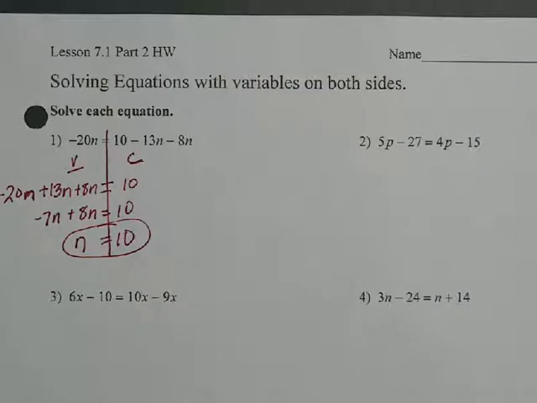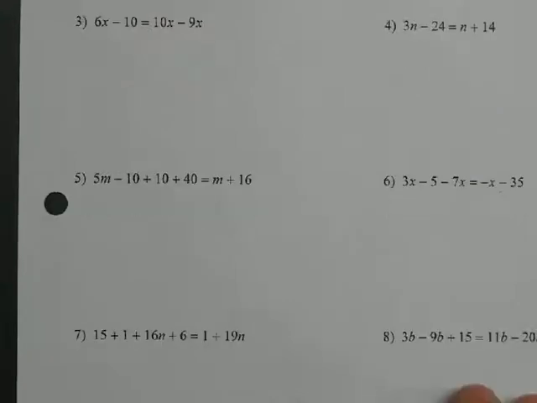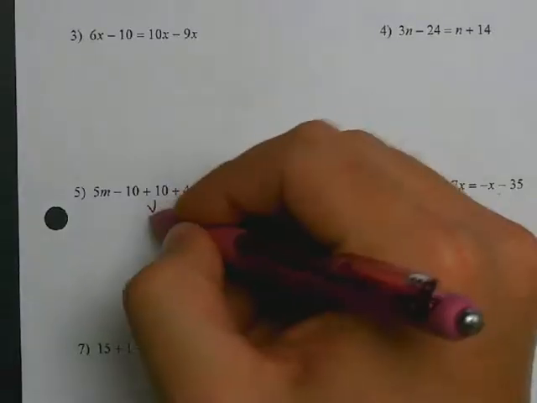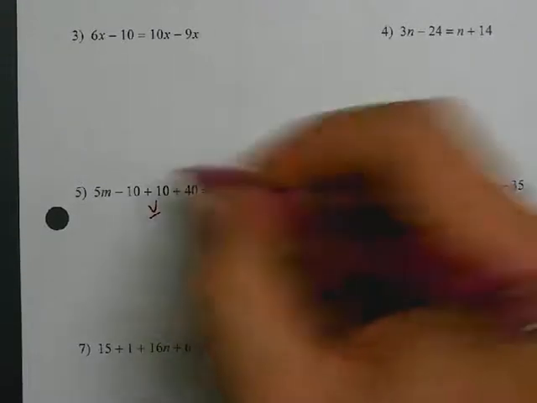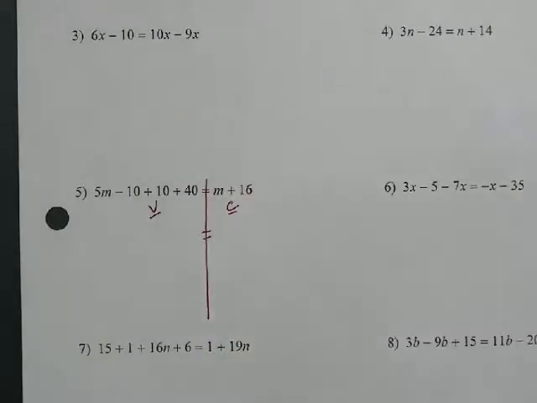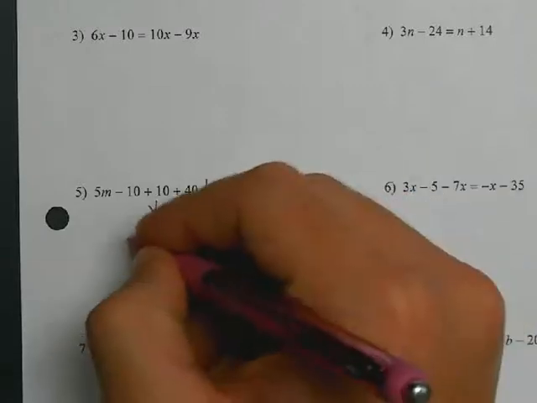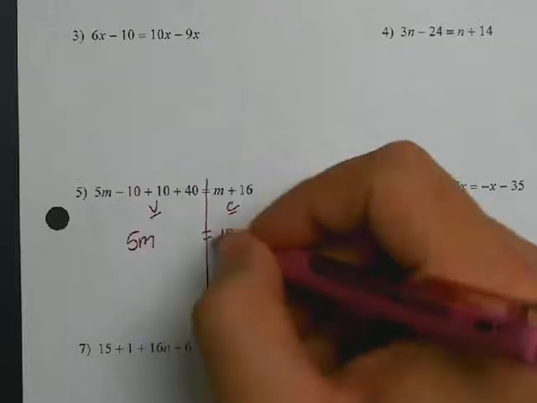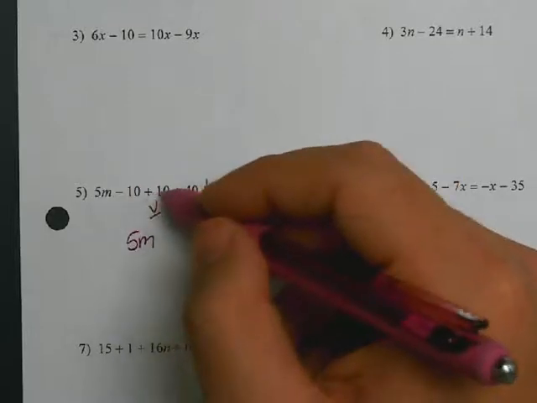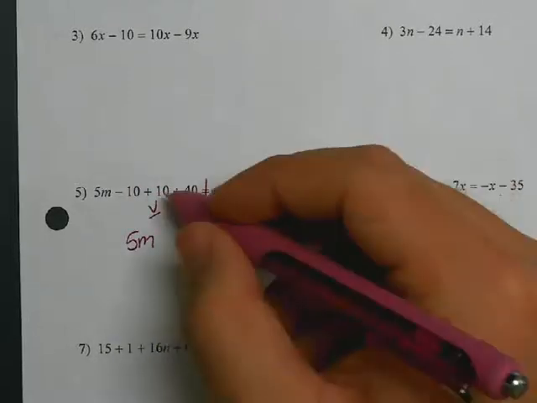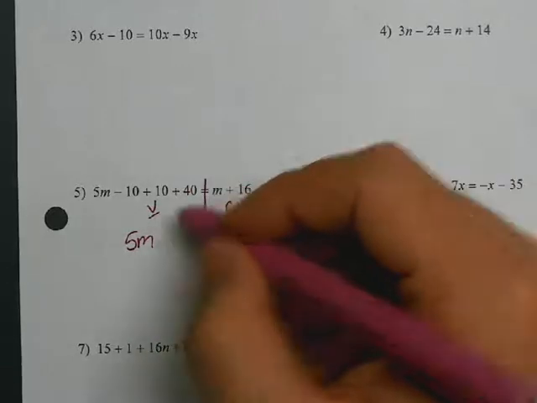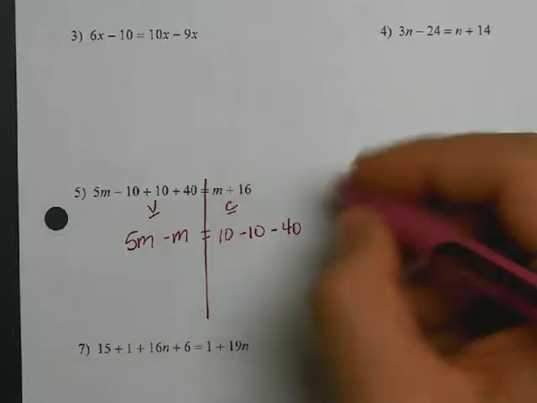Okay, so to show you one more, if I'm looking at number 5, draw a line down the middle, and I would have variables and constants. Again, if you're doing it the old school way, you would just combine like terms first. So we got a variable, which is 5m, just bring it down. Negative 10 is a constant, move it over, change it to positive. This is a plus 10, move it over, change the sign to negative. And that's plus 40, so move it over, change your sign to a negative. M is a variable, move it over, change your sign. And 16 is a constant, drop it.